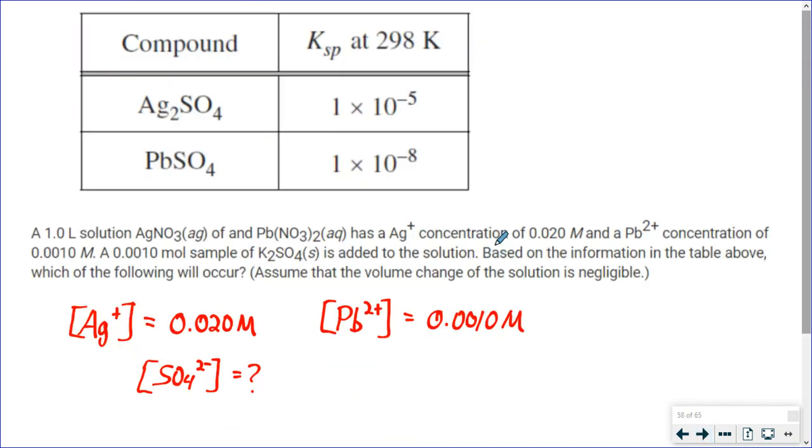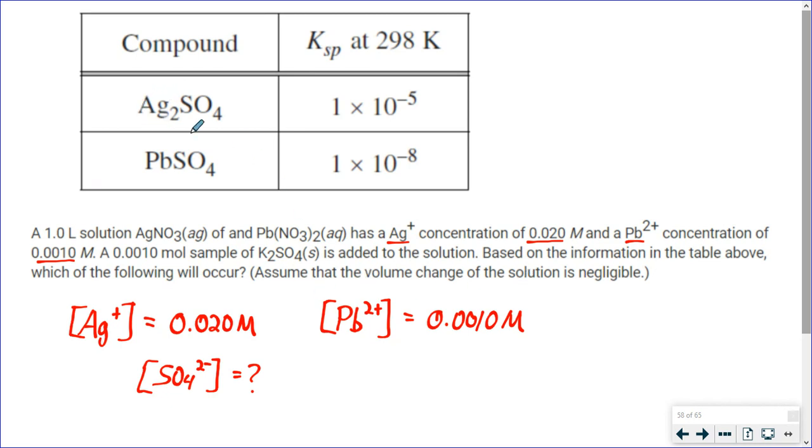Here's our next one, another KSP expression. This one tells you have 1 liter of solution that has silver nitrate and lead nitrate already in it. It gives you a concentration of your silver ions, and it gives you a concentration of your lead ions. And then it says we add a certain number of moles of a sulfate to the solution. What do we want to know if we're going to be able to predict if a precipitation reaction will occur? That's what's asking, if a precipitation reaction will occur. I don't have the answer choices here, but each choice references precipitation.